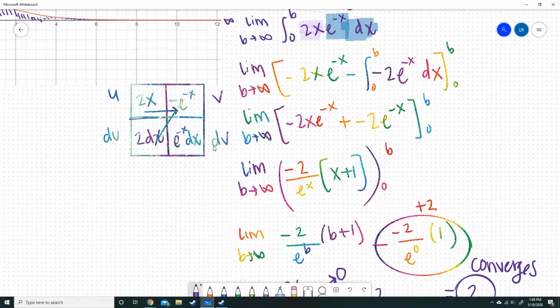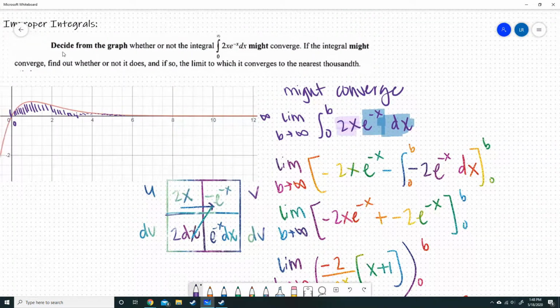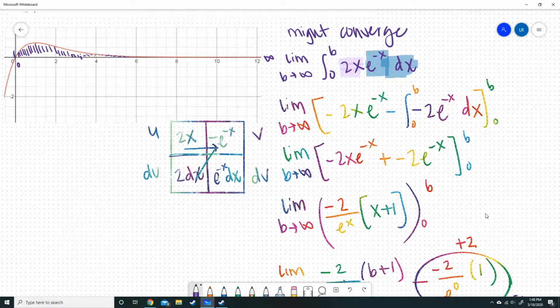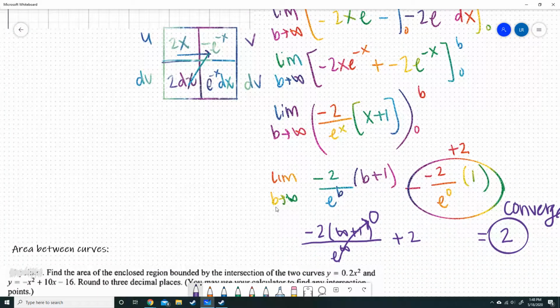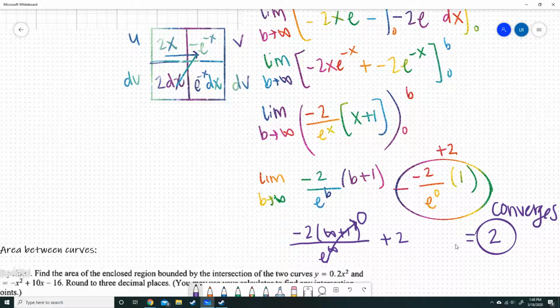Okay, let's do a quick recap here. You read the problem, you graph it, and you figure out that it might converge. You replace that improper integral bound with some letter, and you make it a limit problem. You evaluate the integral just like you always would, and then you plug in your upper and lower bounds. And then at the end, you evaluate a limit just like you normally would. If it equals any number, it converges. If it equals infinity or negative infinity, it diverges.